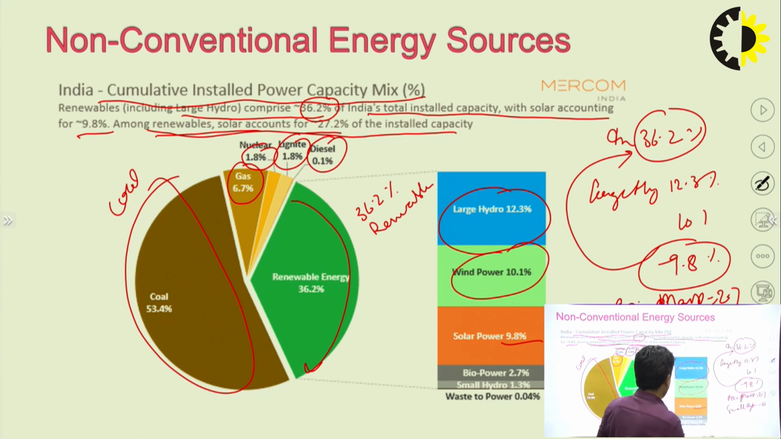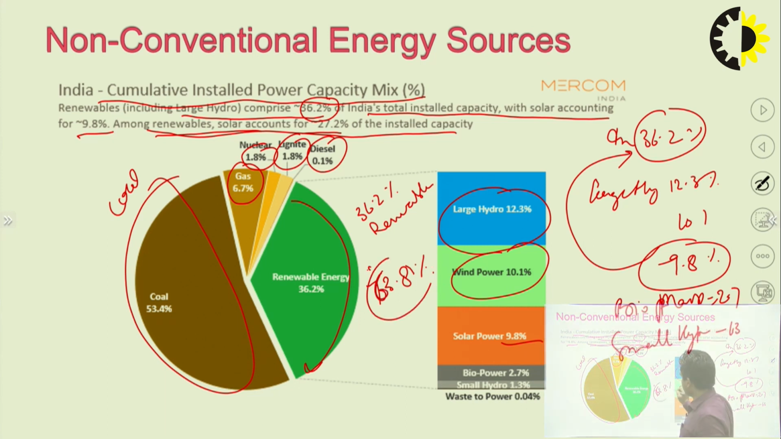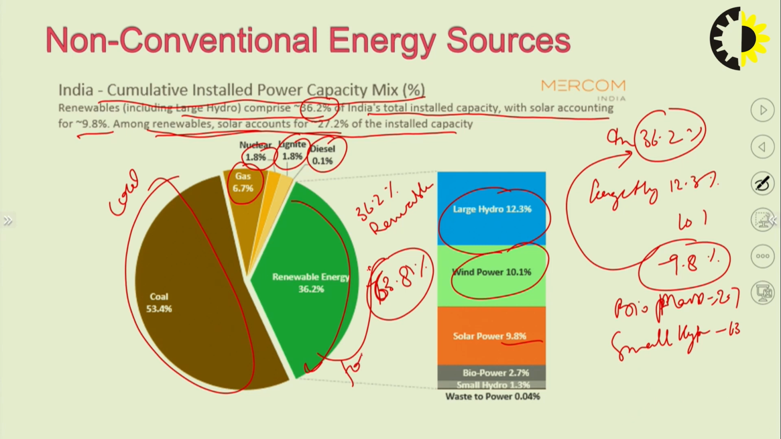So here we want to shift. Renewable is 36.2%, and the rest is approximately 63.8%. So 63.8% of production is from fossil fuel, and only 36.2% is from renewable. So we have to shift from this to this, so that we can utilize our resources, save the fossil fuels, and make energy generation dependent on non-conventional energy resources.